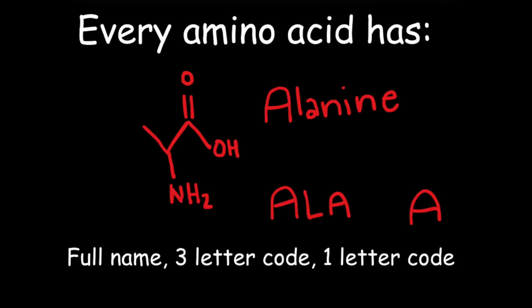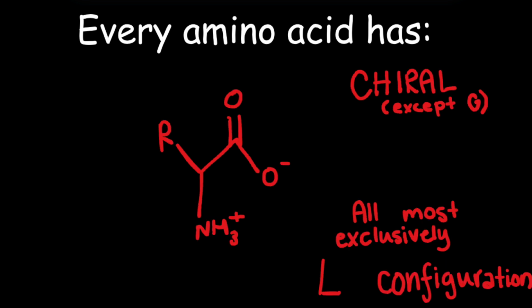All amino acids are going to have a full name, a 3-letter code, and a 1-letter code. They're all going to be chiral except for glycine, and L configuration. Don't worry about wedges and dashes.